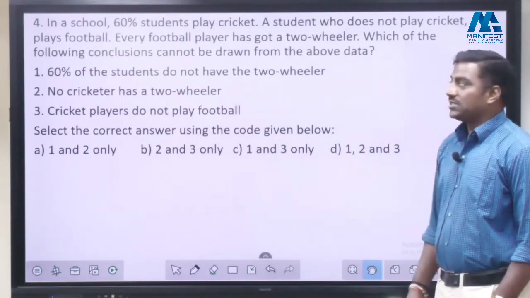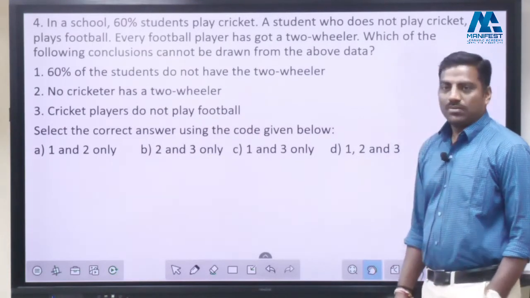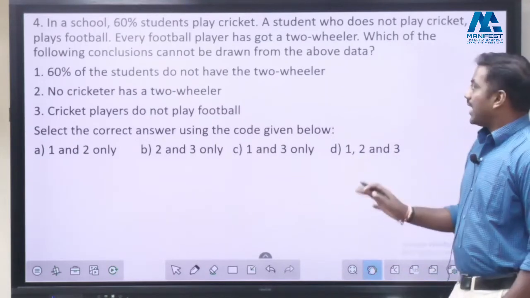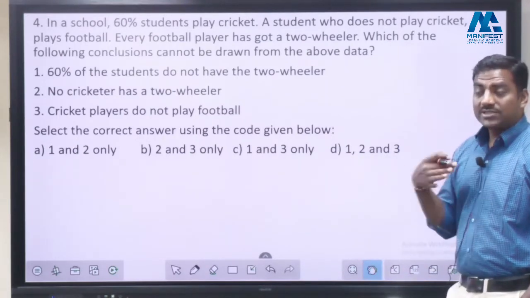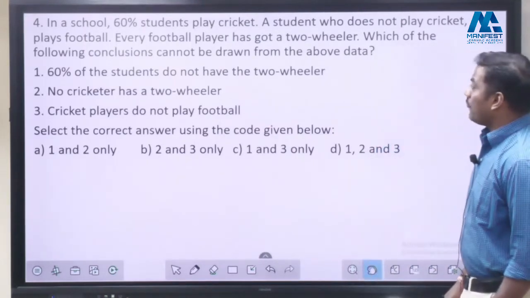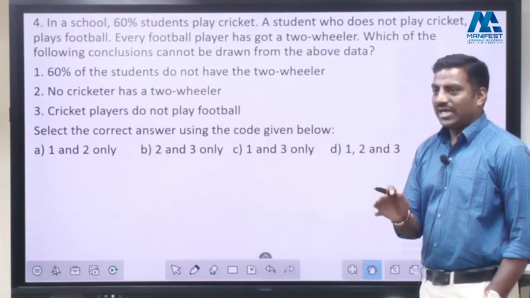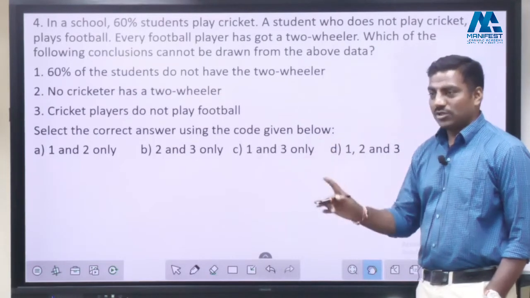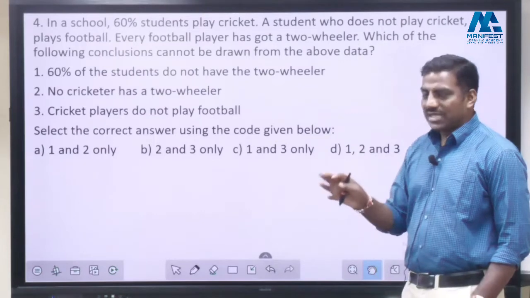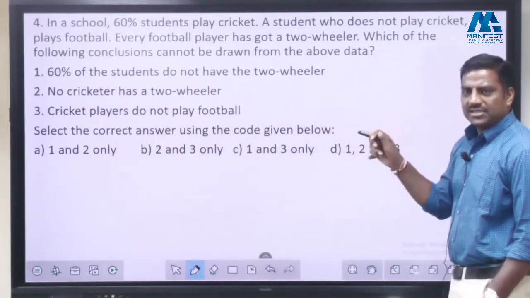In a school, 60% of them play cricket. A student who doesn't play cricket plays football. Cricket is 60% and the rest all play football. Now, every football player has got a two-wheeler. See, this is not exactly a Venn diagram question because we are going for other things also, but such questions would come. This is also a problem of syllogisms, I can say. But let us see if we can solve it, or we can solve it later after learning the syllogisms.